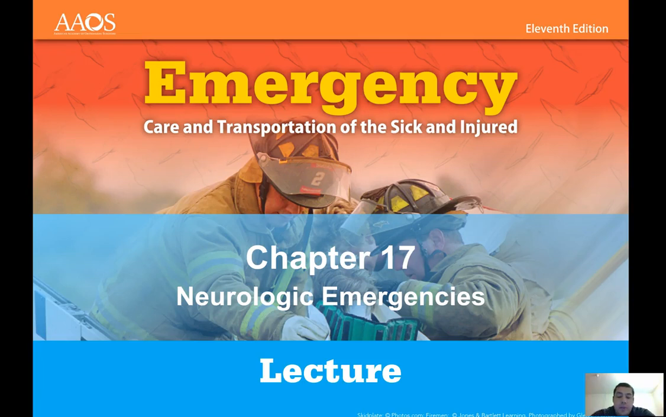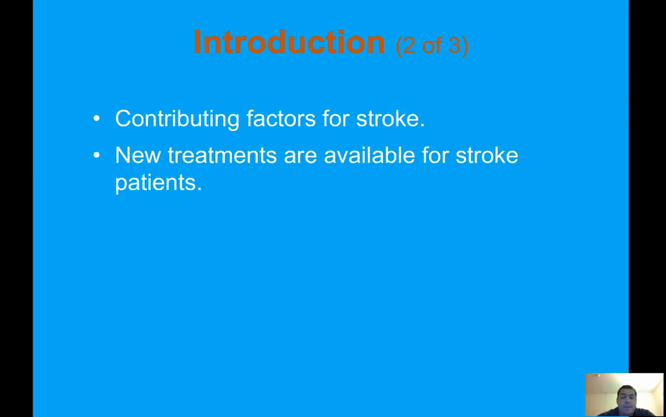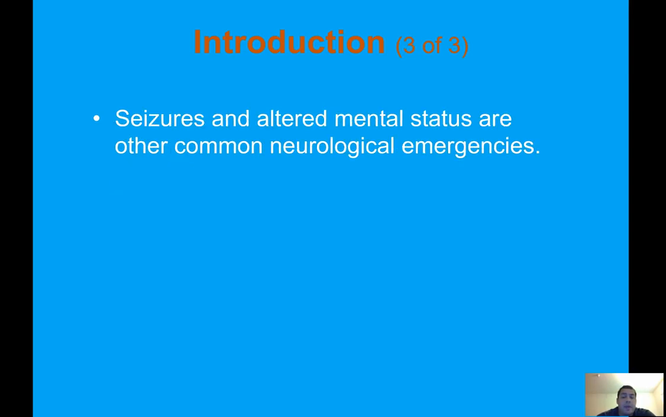Good morning, class. So today we're going to be going over Chapter 17, Neurological Emergencies. So stroke is the fifth leading cause of death and the leading cause of adult disability in the United States, common in geriatric patients or older patients. Contributing factors for stroke: new treatments are available for stroke patients. Seizures and altered mental status are other common neurological emergencies.